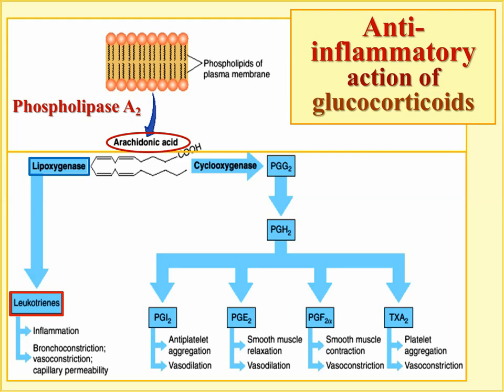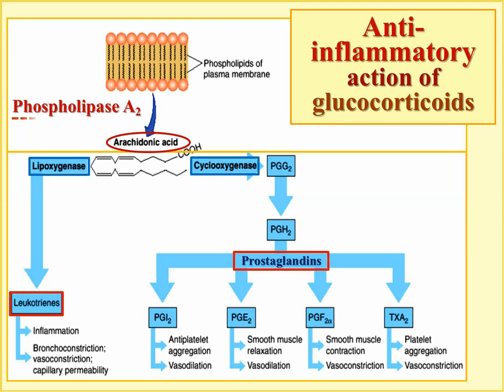Then by the action of cyclooxygenase, arachidonic acid is converted to prostaglandins. The prostaglandin group includes many of them, and some of them are favorable for the body, but among prostaglandins there are many harmful ones involved in inflammatory and allergic processes, such as prostaglandin F2 alpha, thromboxane, and so on.